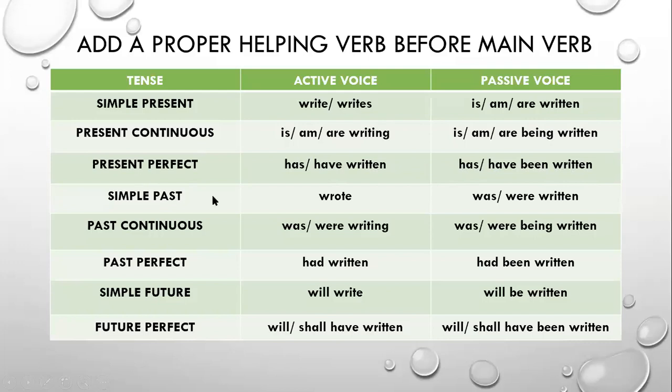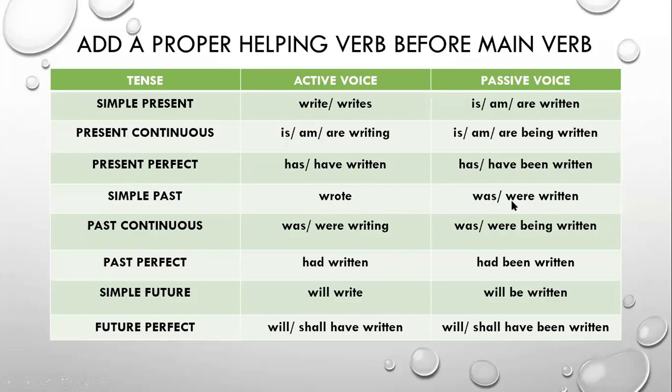Now simple past, the main verb in active voice is second form of verb, that is wrote. Second form of write is wrote, and it becomes was, were, and written.